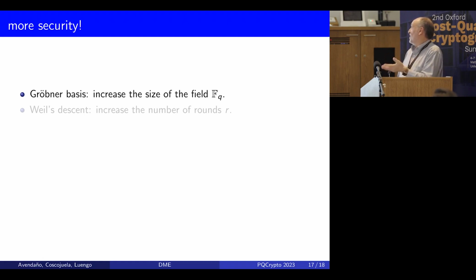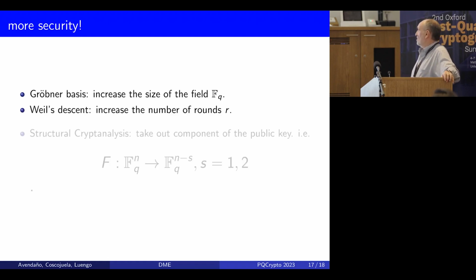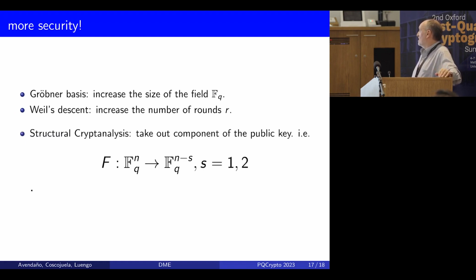What we can do, for instance, in order to increase the security against Gröbner basis attacks is very easy, as we saw in the previous slide. We just have to increase the size of the field. For the Wiedemann-type attack, we have to increase the number of rounds. And finally, for the structural attack, we have to make just some minor modification: take away one or two of the equations.